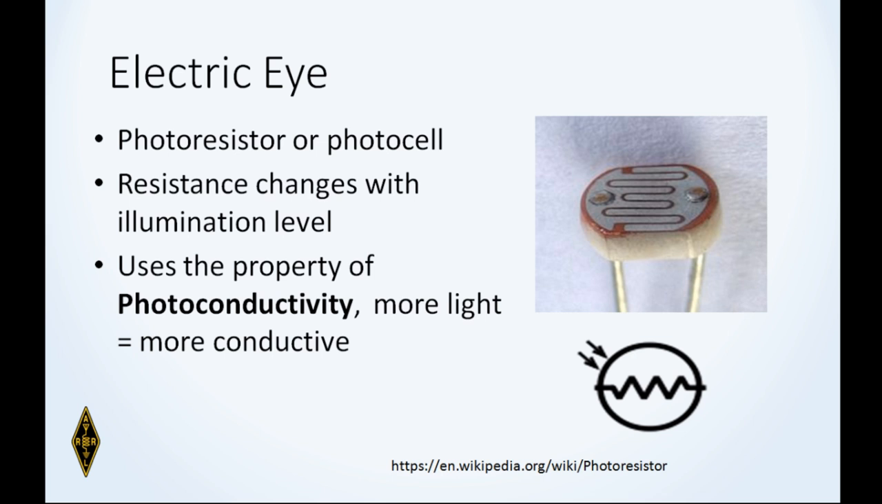And inside the electric eye was one of these, a photoresistor, also known as a photocell, and driving it on the opposite side of the door frame was a light source that was pointed at it. And when you stepped in between, you changed the amount of conductivity of the photoresistor by changing the amount of light reaching it. So the photocell uses the property of photoconductivity. More light makes the device more conductive. Or another way to say it is more light makes the device's resistance go down. So that's an electric eye or photocell.